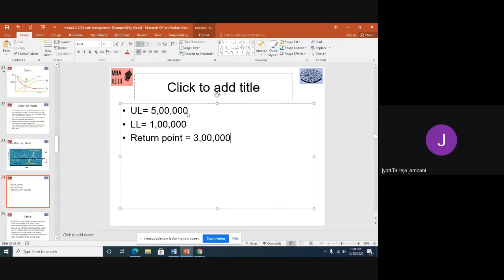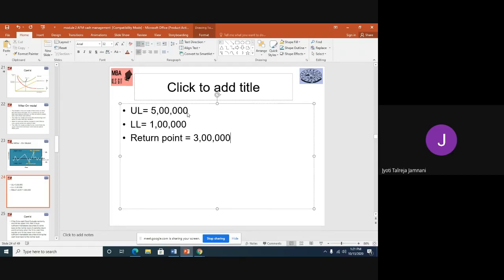Tomorrow I receive another 50,000. So how much cash do I have now? 1 lakh 50, correct? Yes, ma'am. The day after, I receive another 2 lakh, so I have 3 lakh 50. Then I receive another 2 lakh, I have 4 lakh 50. And then I receive another 1 lakh, I have 5 lakh 50.